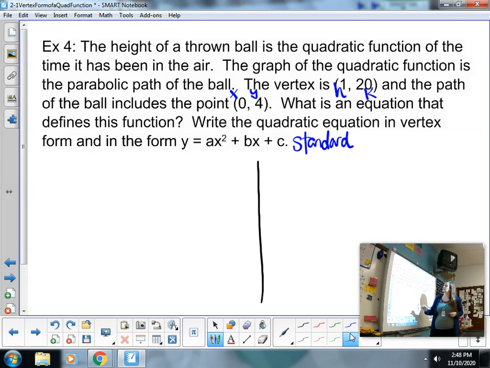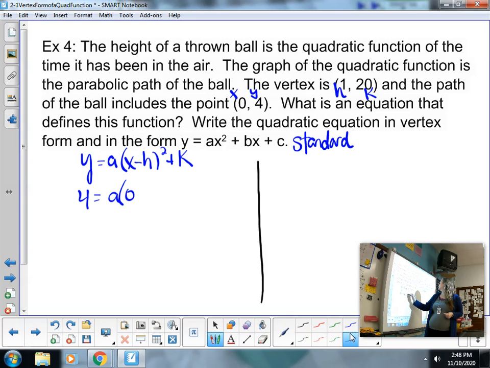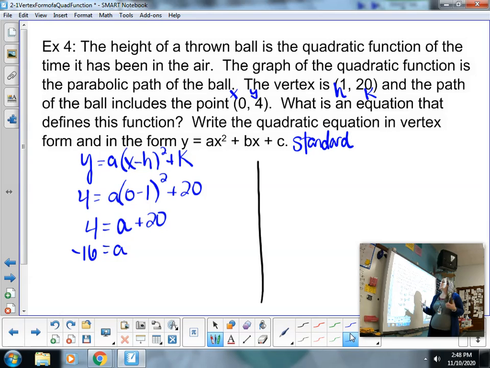So first, I have my equation, y equals a times (x minus h) squared plus k. So I have 4 equals a times (0 minus 1) squared plus 20. Well, 0 minus 1 is -1. Squared is 1. So we have 4 equals 1a plus 20, which means a is -16. So in vertex form, my equation is y equals -16 times (x minus 1) squared plus 20.